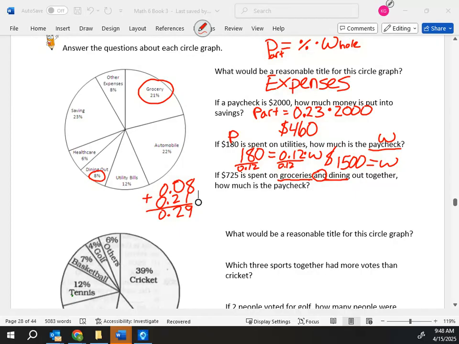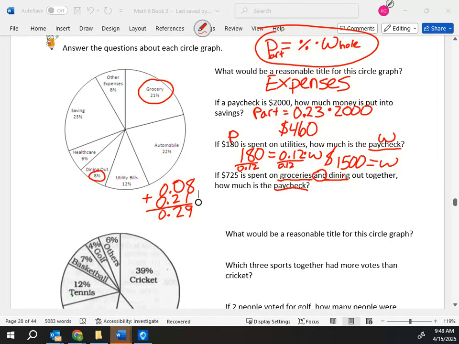Now what do I do? Keep me going, Bennett. Now I need to use my equation. And then multiply it by the original 1,500. Nope, it's a different paycheck. So each of these questions is separate. It doesn't build on previous questions. Okay, this time we're saying, well, we spent $725 on groceries and dining out. How much is our paycheck? So I need to decide what's my part and what's my whole. We're not going to use the paycheck from the last question.